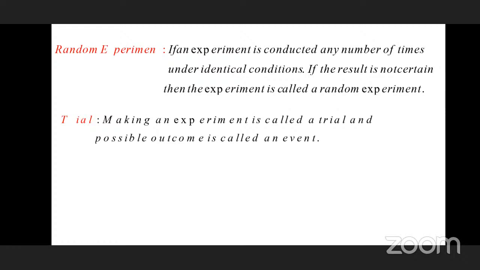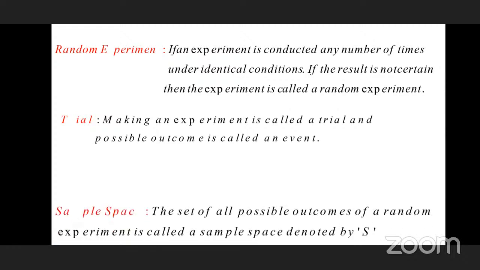Tossing a coin a second time is the second trial, and tossing a third time means the third trial. Making an experiment is called a trial, and the possible outcomes are called an event.